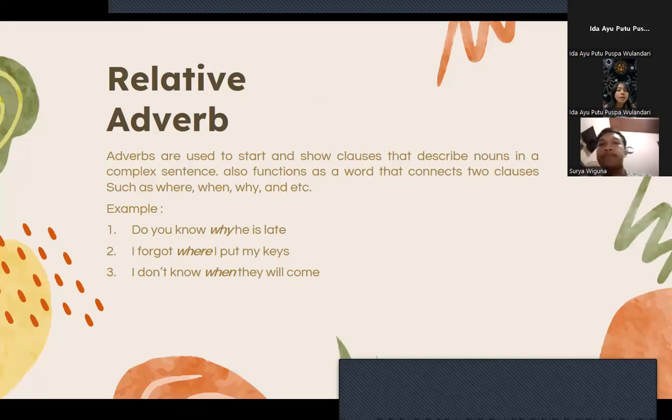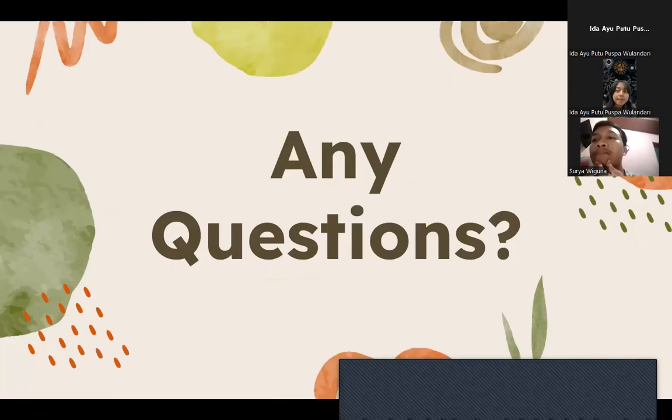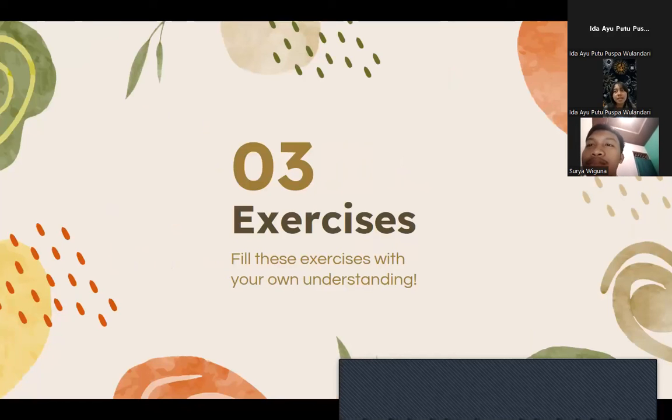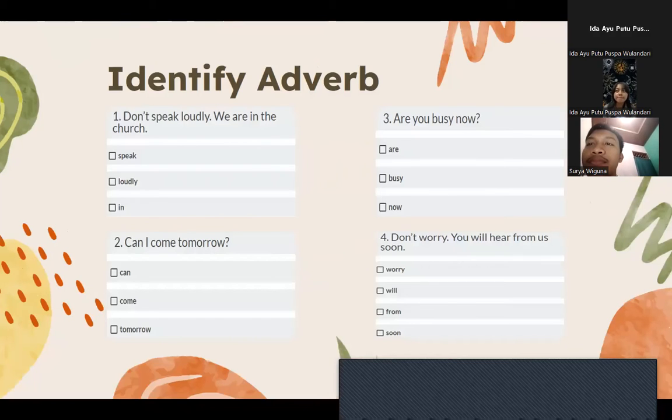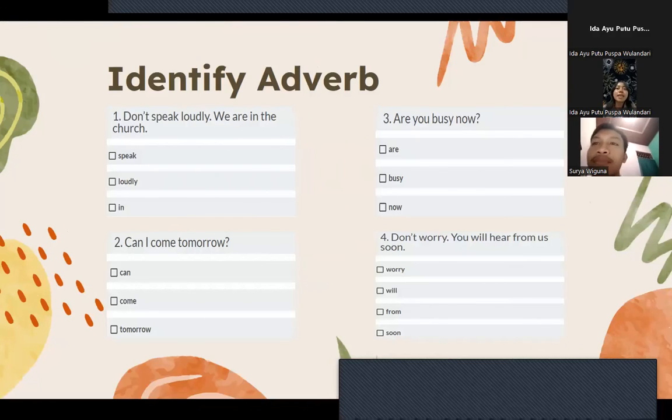Okay, that's all about the parts of the adverb. Any questions so far? I think that's enough, Miss. All right. So we would like to do some exercise. Just fill in this exercise with your own understanding. Okay, Surya, please identify these kinds of adverbs. Time is yours.